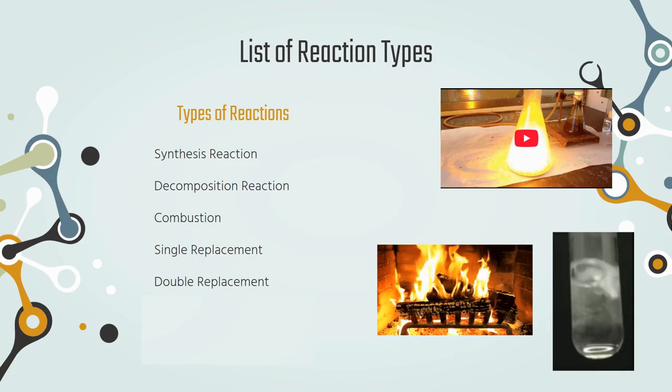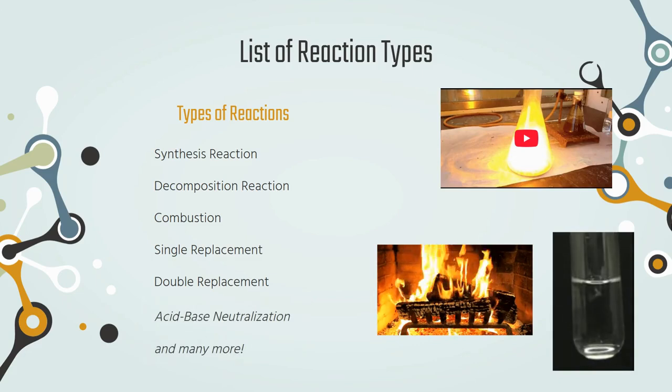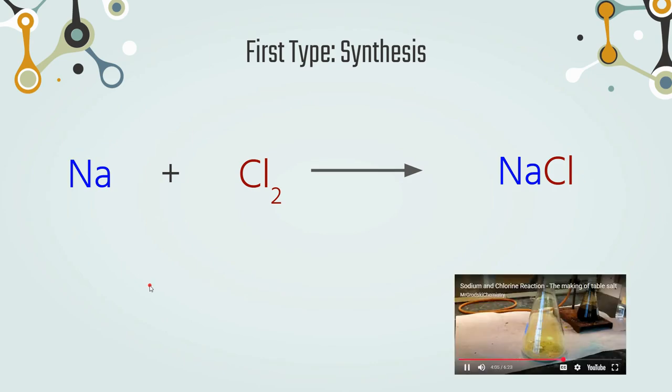Now, these are just a small sampling of all the reactions we'll see. There are also reactions such as acid-base neutralizations, and the farther you go into chemistry, you'll see there are many, many more types of reactions. But for us, these 5, synthesis through double replacement, really get us a long way. First, let's start out with synthesis.